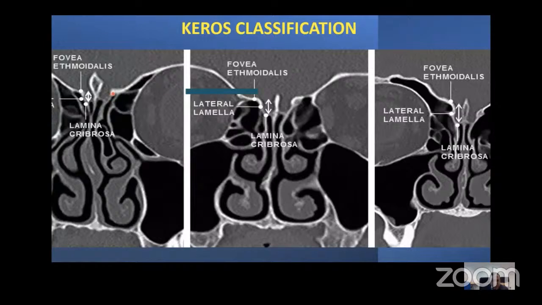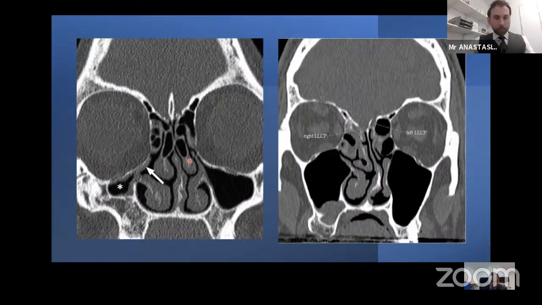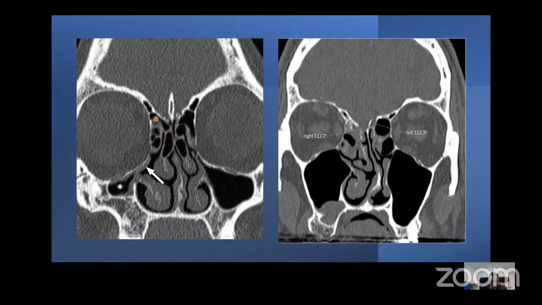Now let us focus our attention to the cribriform plate and the depth of the cribriform plate. Here it is small, about 3 millimeters. Here it is much deeper, and here it is much, much deeper of more than 7 millimeters. So this is very important when we perform endoscopic sinus surgery. The deeper the cribriform plate, there is a higher risk of damage to the skull base when we perform endoscopic sinus surgery.